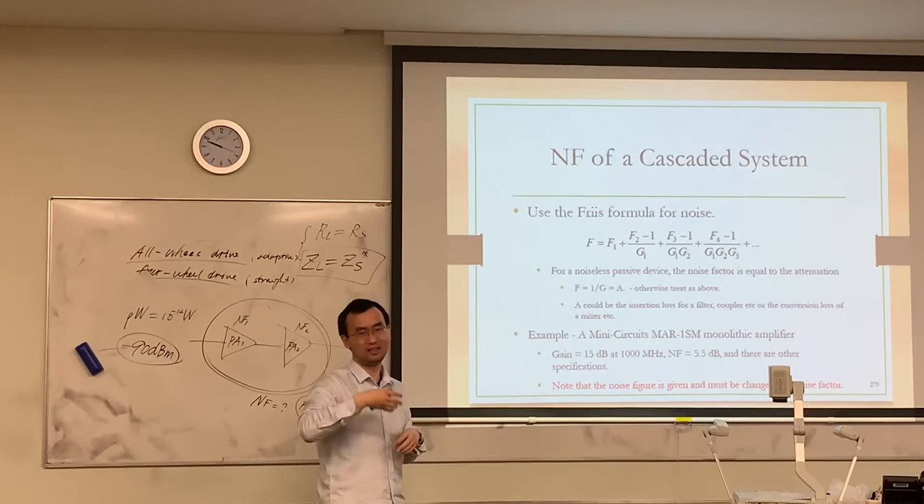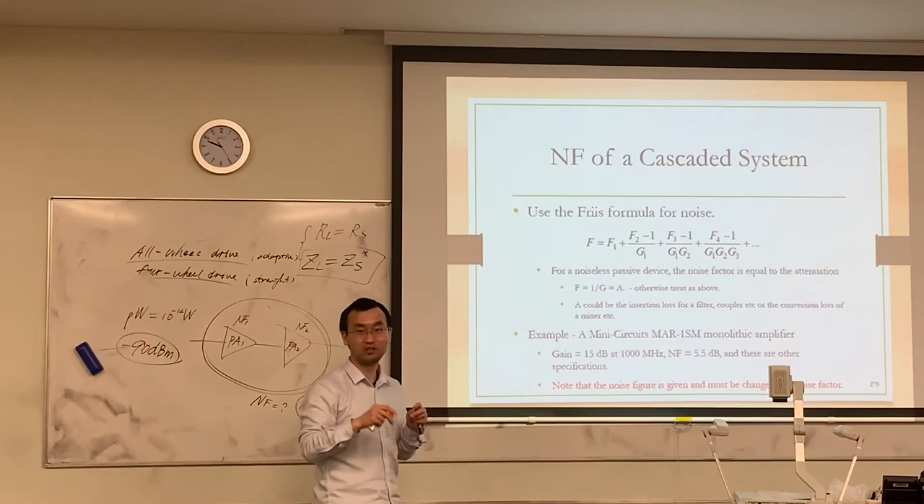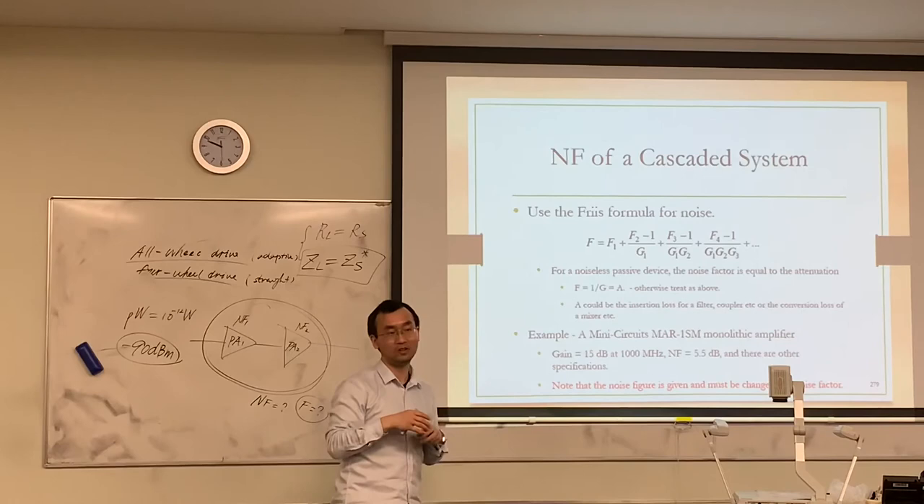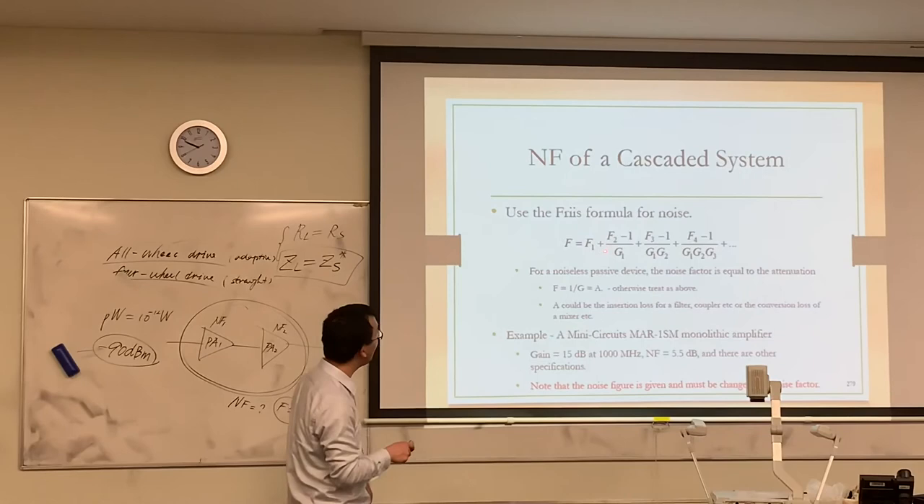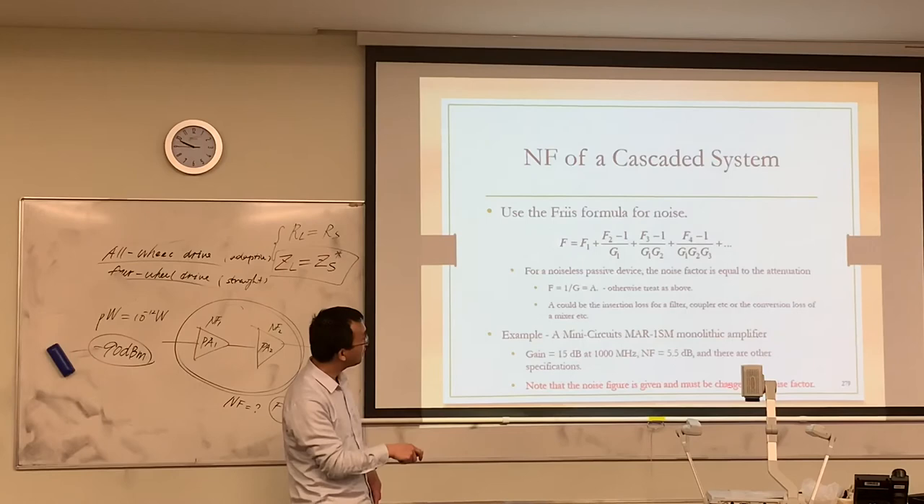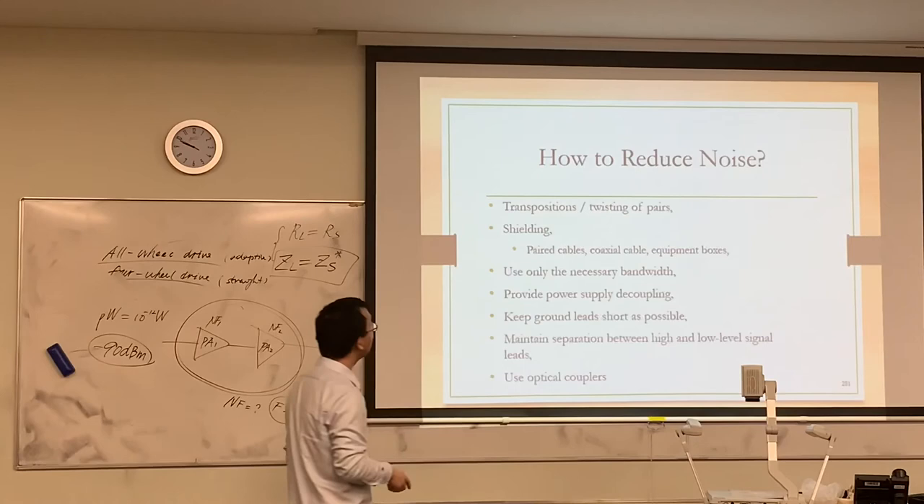So that's why we need to make sure that the circuit is as noiseless as possible, right? Here I need to remind you, in this formula, for all the values you need to use the linear values. You cannot use dB. Convert them, because F is the linear value, okay, it's not the dB. All right, so how do we reduce noise?